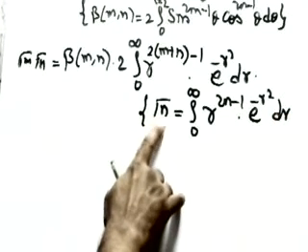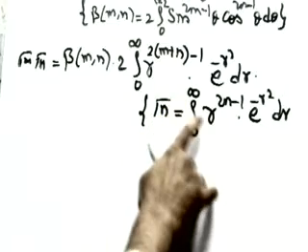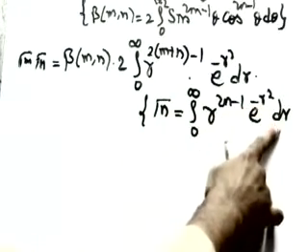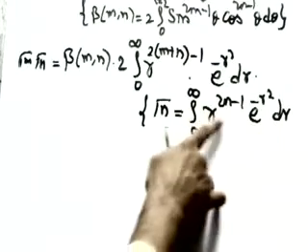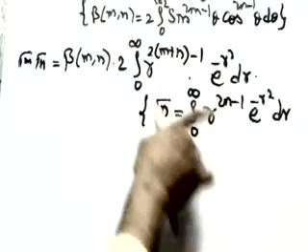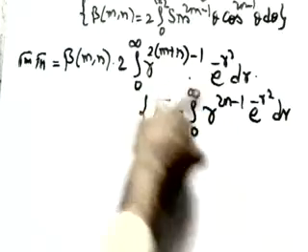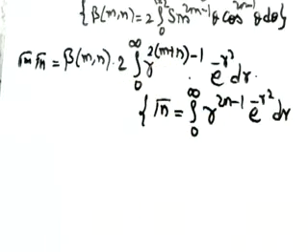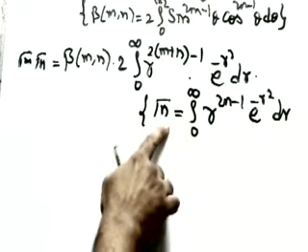This we already did, now we substitute this one. Gamma of n will be integral 0 to infinity r power 2n minus 1 into e power minus r squared dr. In the same way, what is the difference between this? This and this are the same, just in place of n we are having m plus n. That means this value is gamma of m plus n.